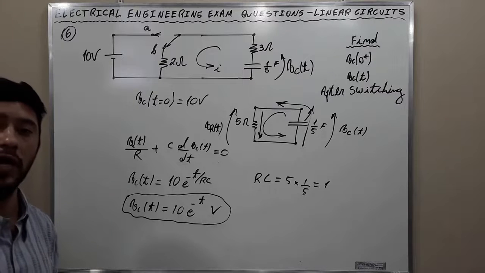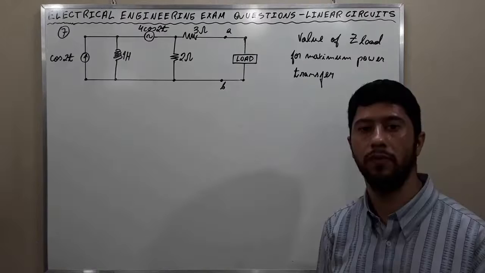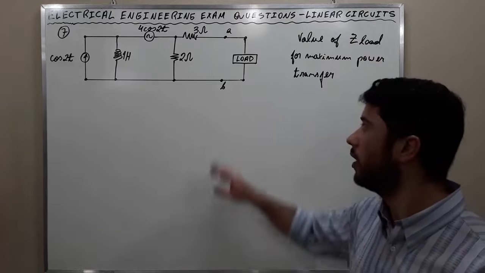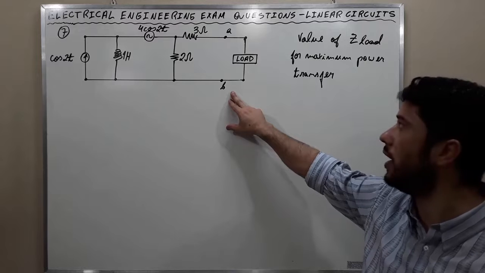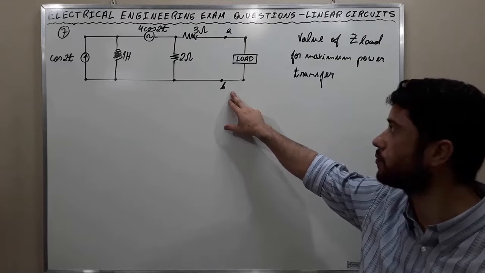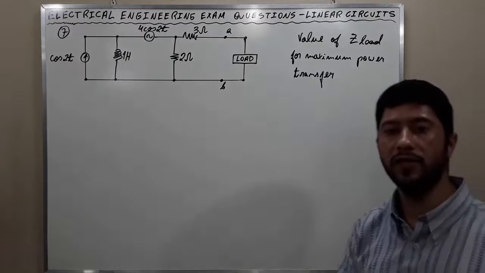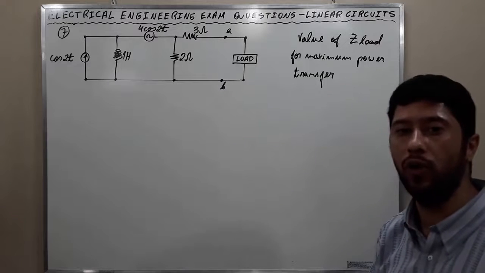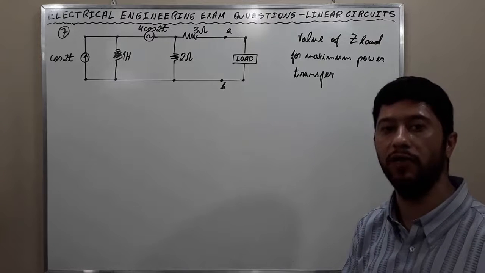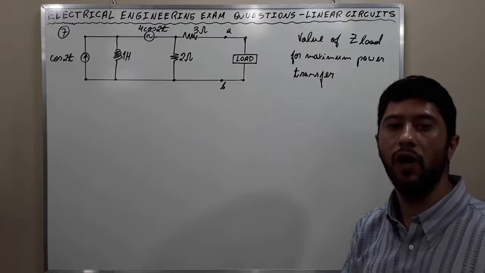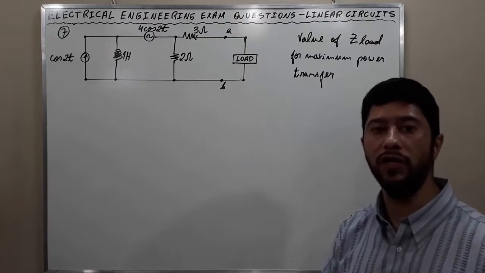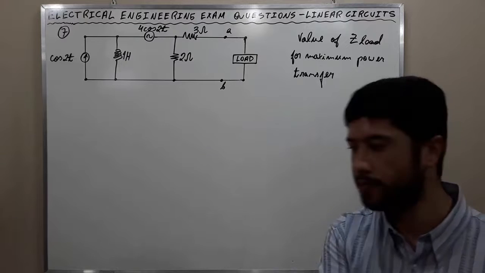Let's go then to exercise 7. Question 7. It is wished to connect a load at points A and B of the circuit. The exercise wants us to calculate the value of the impedance of the load for maximum power transfer. Okay, my friends, this is the question. Let's go to the solution.